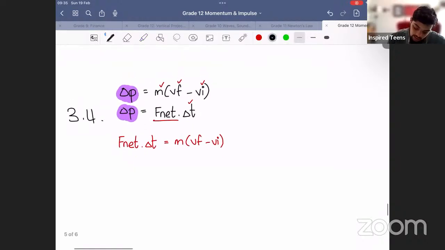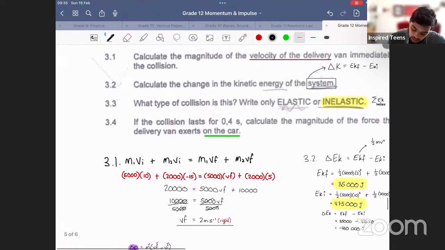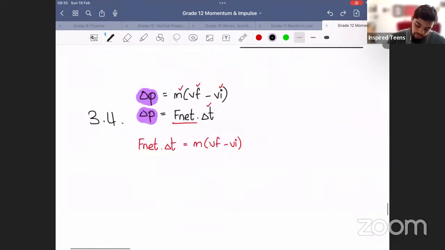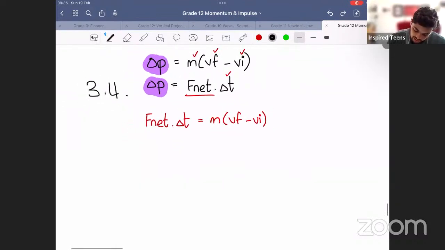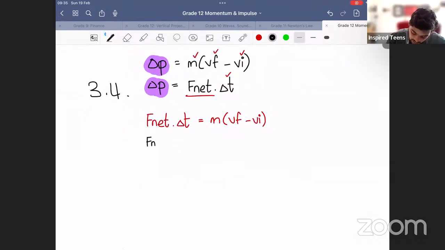So now in this case, remember, the net force exerted on the car, so we are going to use the values for the car. F net times delta t. F net is the unknown. Delta t, I believe, was given as 0.4.